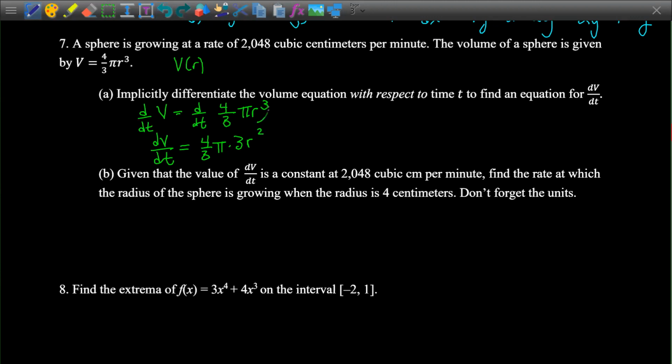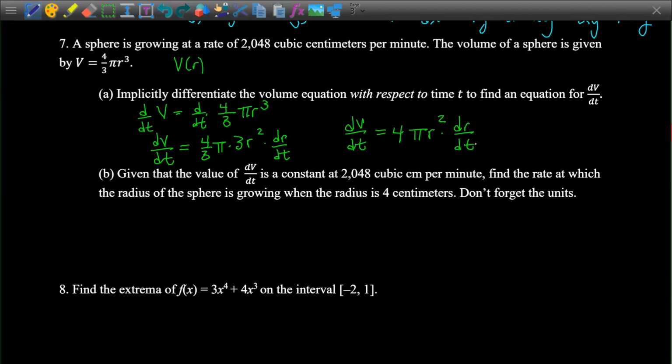But because we're taking the derivative of this variable R with respect to t, if this had been d/dr, then we would stop with the 4/3 pi times 3r squared and simplify that. But because this is with respect to t, we're going to tack on dr/dt. And then we'll simplify that. So dV/dt: these 3's will cancel, and we just get 4 pi r squared dr/dt.